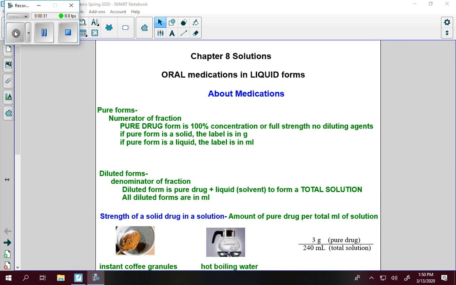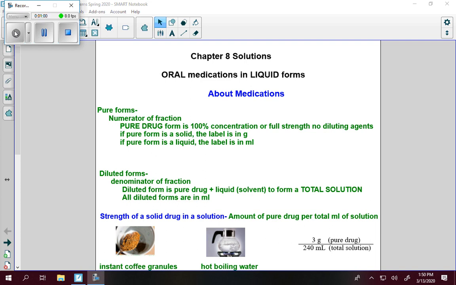So pure forms will be the numerator of your fraction, which represents the pure drug. It's 100% concentration or full strength with no diluting agents. If a pure form is a solid, the label is in grams, like acetaminophen or something that's tangible powder. If a pure form is a liquid, the label is in milliliters, which is like hydrogen peroxide or boric acid or something that is already liquid.